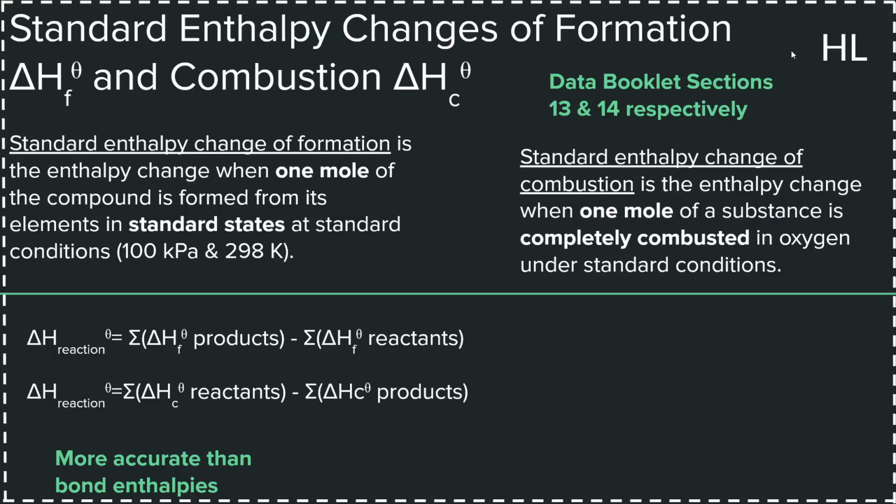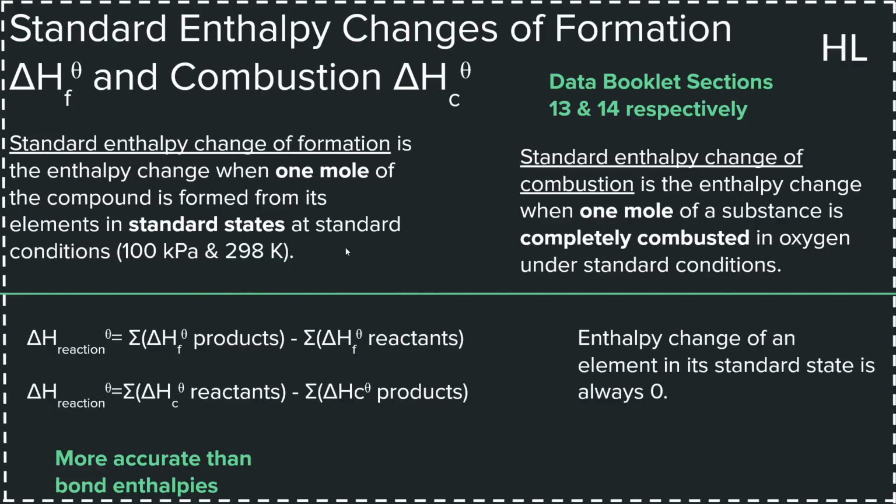So your standard enthalpy changes of formation are going to be more accurate than your bond enthalpies because these bond enthalpies can be affected by other characteristics, like intermolecular forces, while these standard enthalpy changes of formation and combustion are going to be like averages of actual experimental values over long periods of time for these specific compounds. Now, enthalpy change of an element in its standard state is always 0, right? So if you get something in standard state, like carbon as soot or graphite, just know its enthalpy change is 0 because there is no energy required to make something that exists naturally.